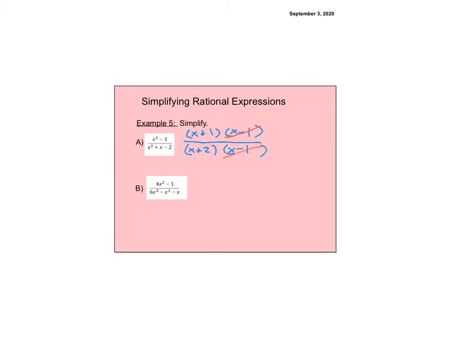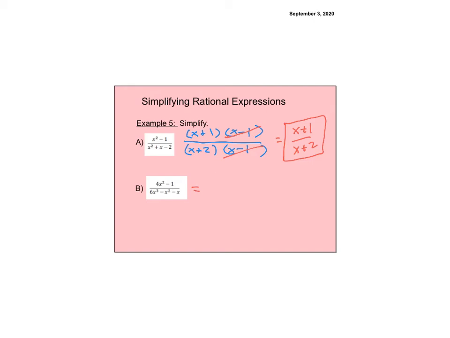Notice I'm not crossing out the x's now and saying my answer is 1/2. It's x plus 1. I would need an x plus 1 down in the denominator in order for me to cancel out x plus 1. So my solution here is just x plus 1 over x plus 2. All right, let's try another one, letter B here.